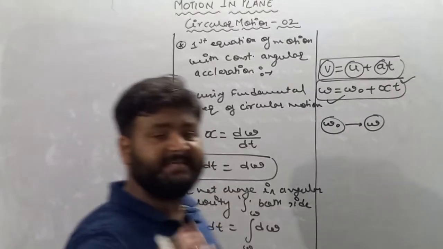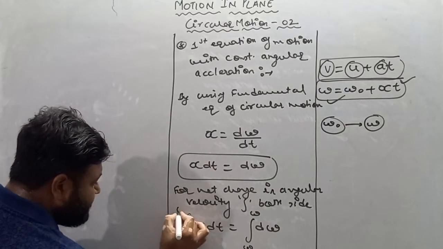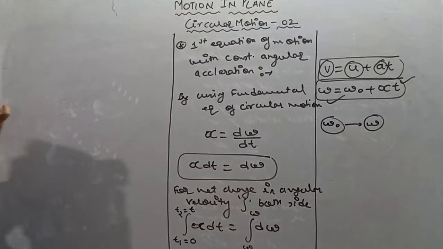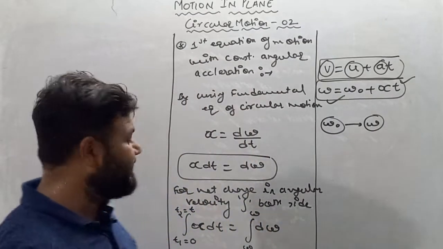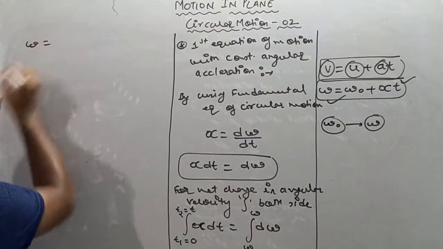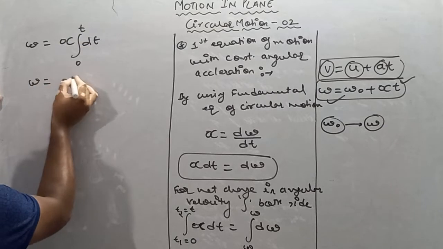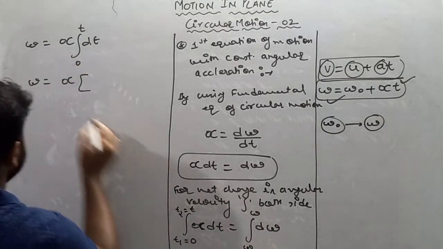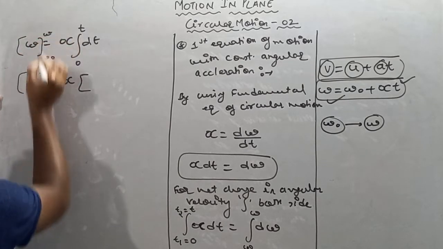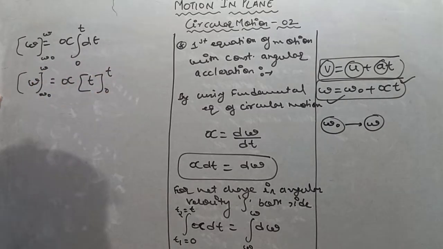Dt is change in time. As we know, time changes from t1 to t2. So I will write t1 to t2, and we know that t1 is 0 and t2 is t. Now terms to integrate. If integration of dx is x, then it is obvious that integration of d omega is omega. So integral of d omega from omega naught to omega equals alpha, comes outside, integral of dt from 0 to t. Integration of dt is nothing but t, and limit is 0 to t.